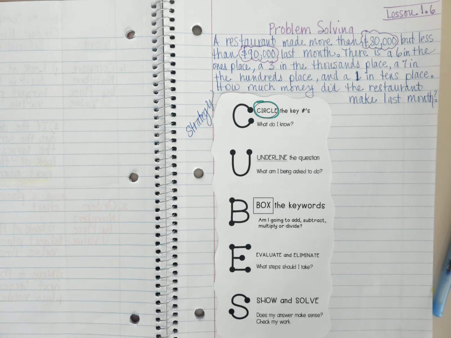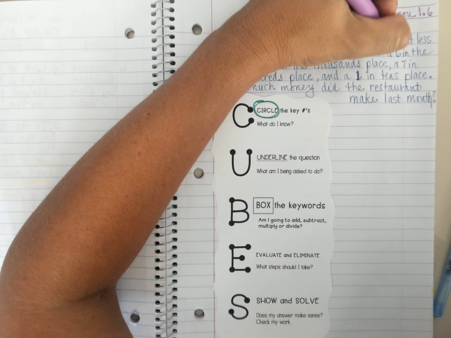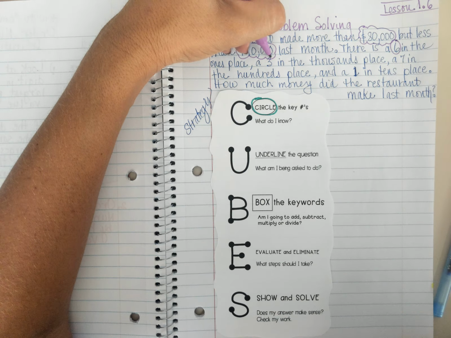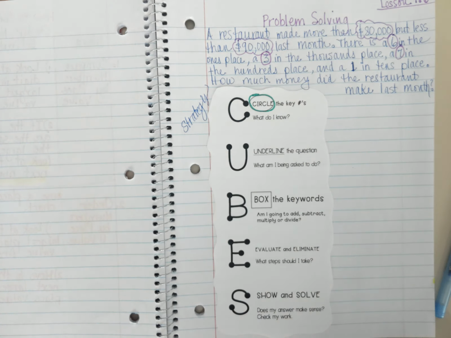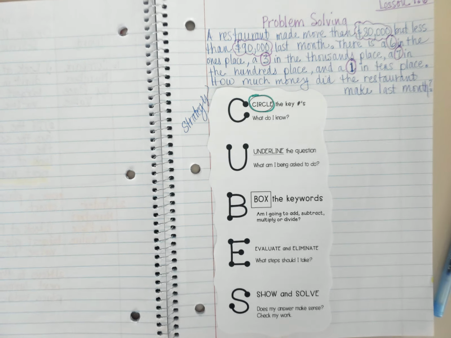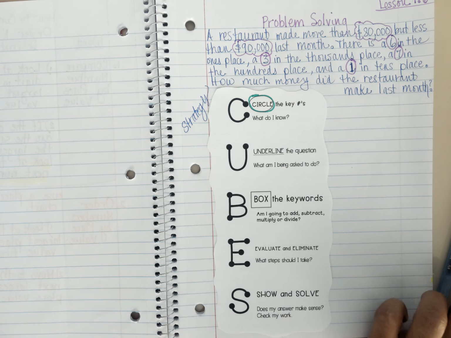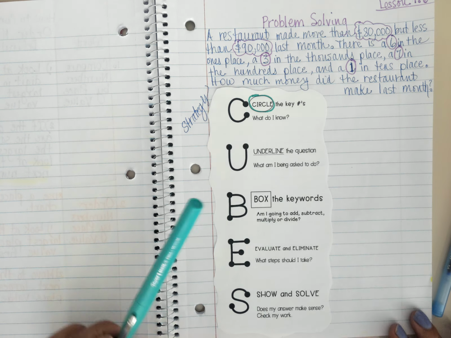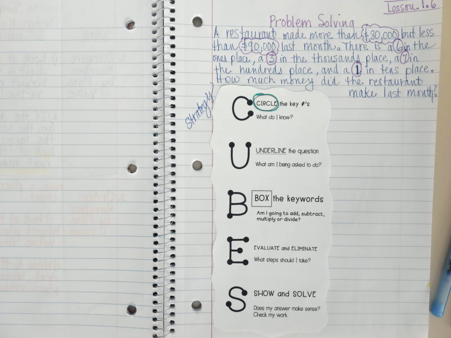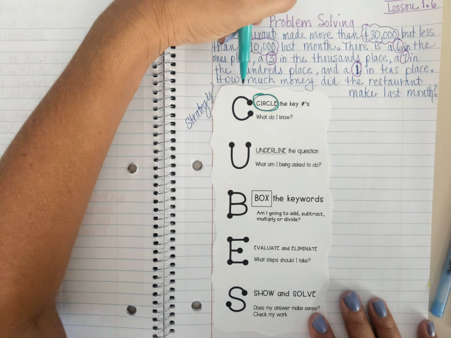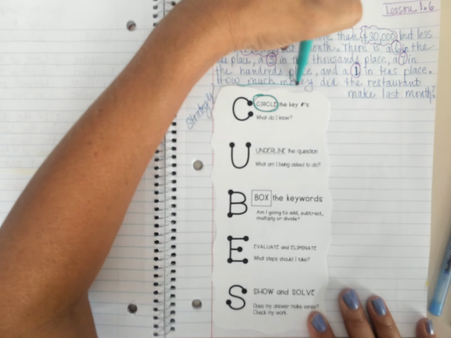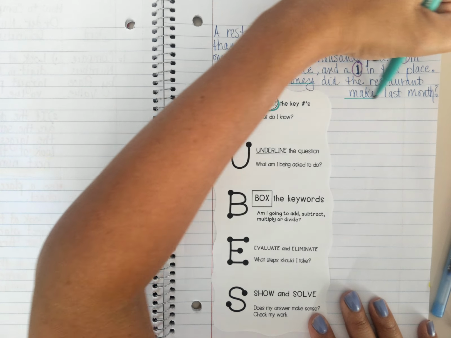Okay. It says there is a 6 in the ones place, a 3 in the thousands place, a 7 in the hundreds place, and a 1 in the tens place. How much money did the restaurant make last month? The next thing that it says in our strategy called cubes is to underline the question. What am I being asked to do? Okay, the question is simply, how much money did the restaurant make last month?